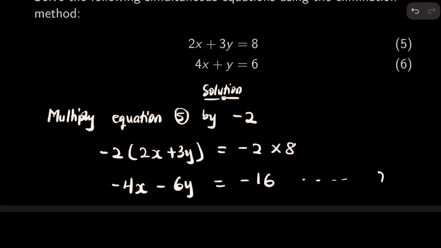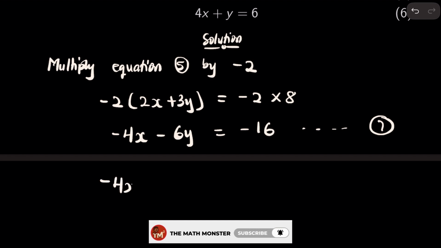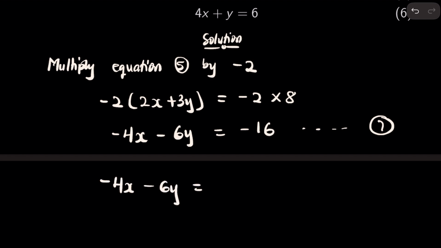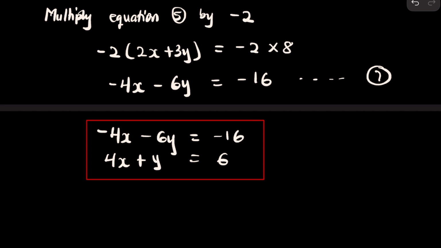So let's call this, say, equation 7, right? So here we have this to be minus 4x and this to be plus 4x, right? So we are going to add these two equations, right? So we now have minus 4x minus 6y is equal to minus 16. And we also have this here. So that will be 4x plus y is equal to 6. We now have the coefficients in both equations to be the same but of opposite signs, right? So we are going to add these two.